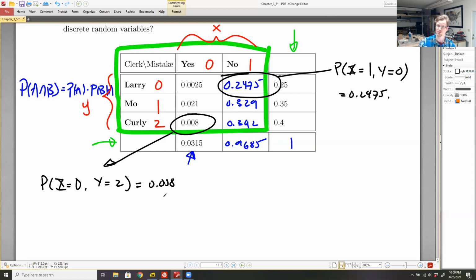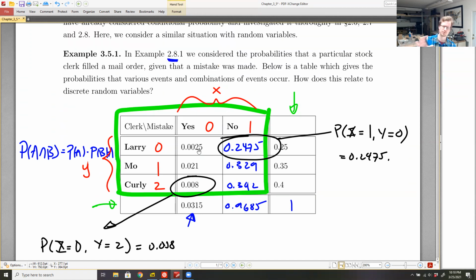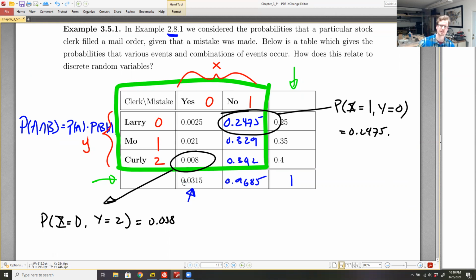So again, by assigning the people or just assigning mistake or not mistake numbers gives us a discrete random variable. So it's a little bit weird, right? We're identifying people with numbers and yes and no with numbers, but that's pretty common. If we wanted, that discussion could go a little bit further, but just that is more than sufficient for this section. So this gives us the idea of a joint probability distribution.